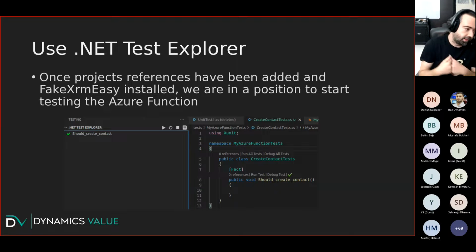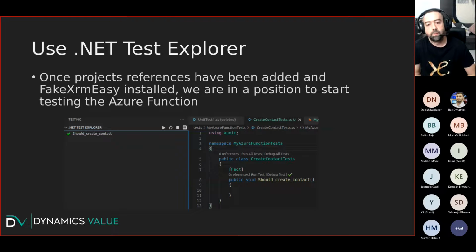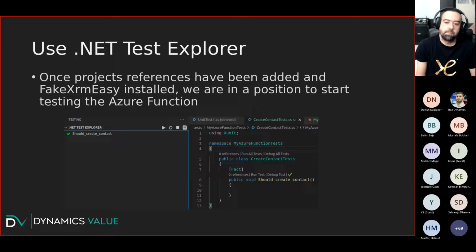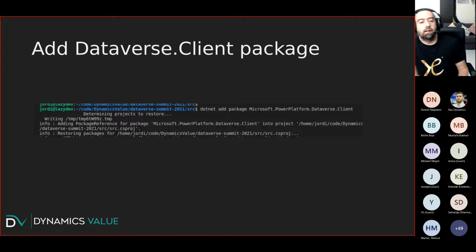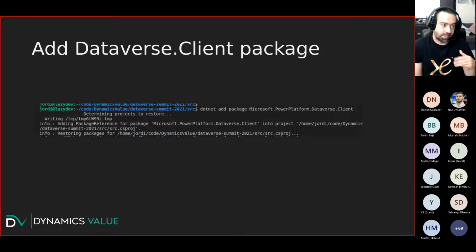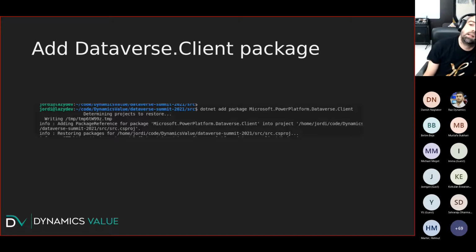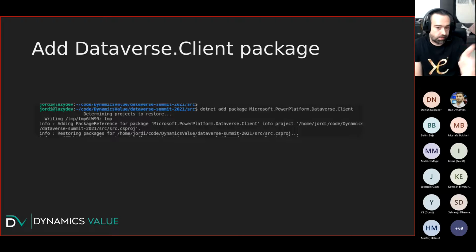This is what I usually do: always start with the test first, even with a blank unit test, as you can see. In this example, we just want to test that the Azure function should create a contact based on a couple of parameters it gets from the request. So I usually do something like this. And then, of course, in the source project, because we want to use the latest Dataverse client NuGet package, you need to install that as well, as you can see, dotnet add package Microsoft.PowerPlatform.Dataverse.Client.